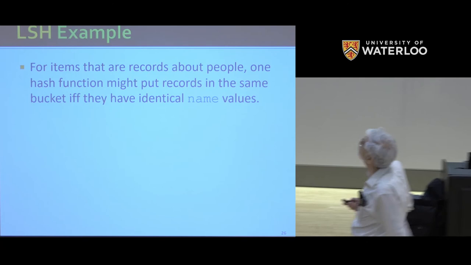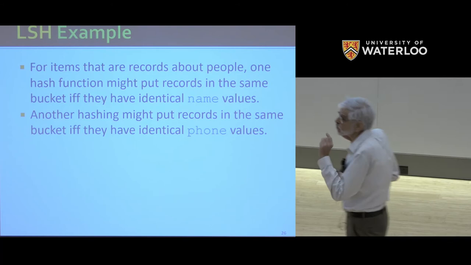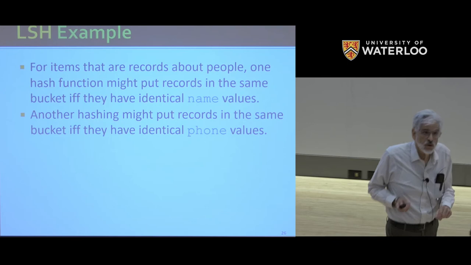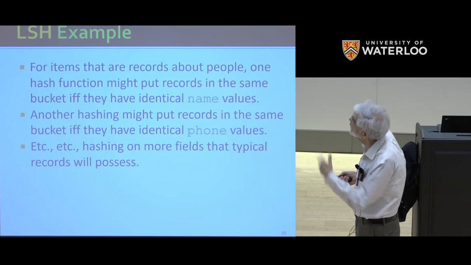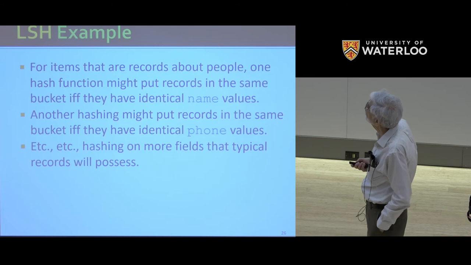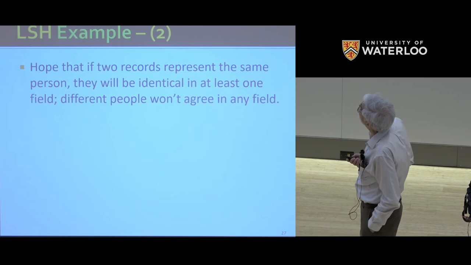We might also hash by phone number. Again, if two records have the same phone number, there's a good chance that they're referring to the same person. It's not 100% chance, but we ought to at least be looking at that. And then you can find more, depending on what fields your records have, you try to hash them on different records.